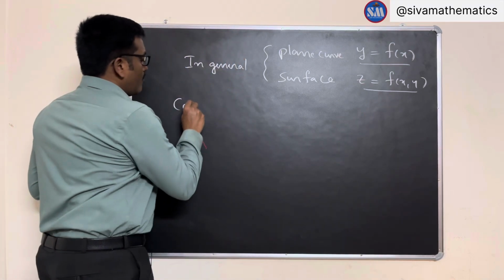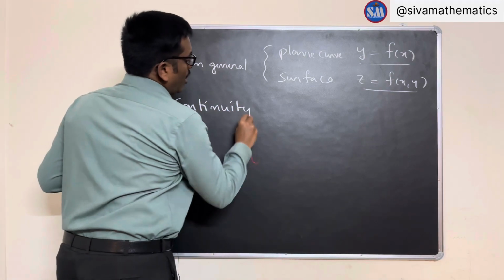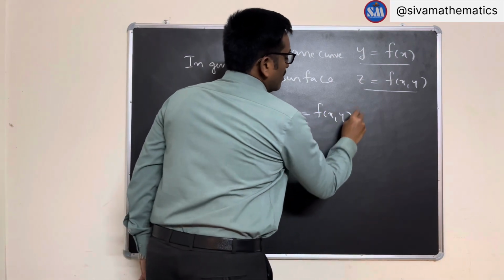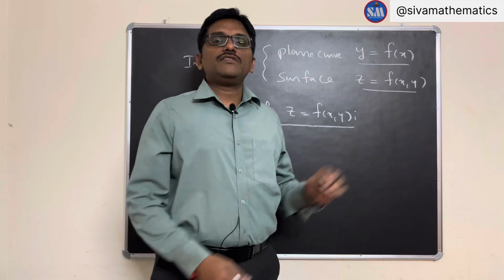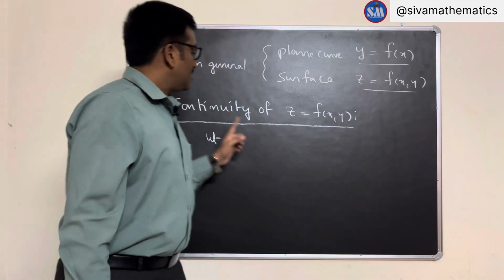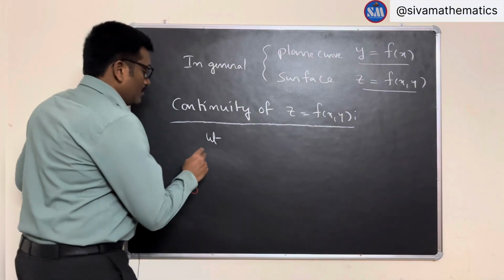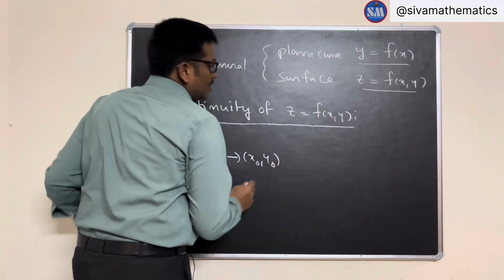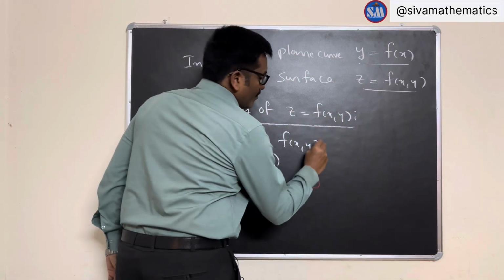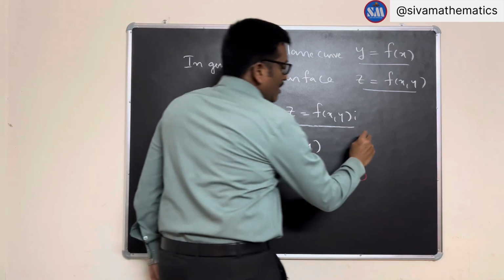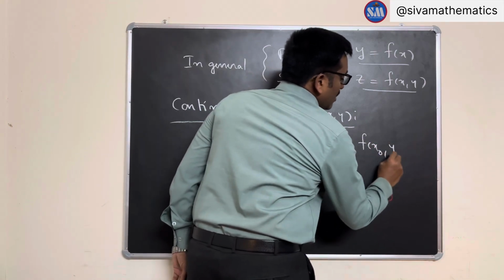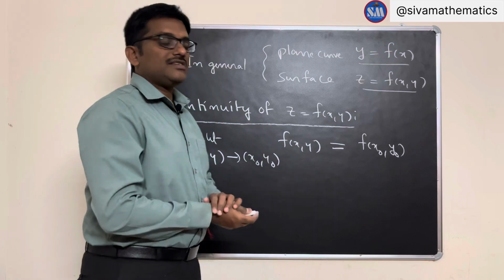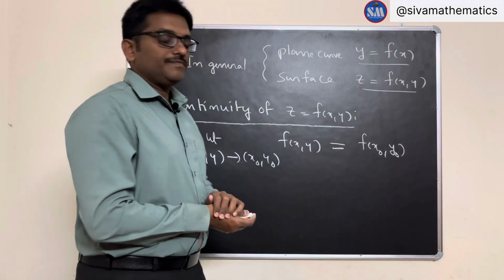Continuity of functions of two variables. The definition is similar to that for functions of a single variable. To discuss the continuity of functions of two variables, we take the definition like this: limit as x comma y tends to some point x naught comma y naught, for this function f of x comma y. If the limit exists and the function value also exists at the point x naught comma y naught, and if both are equal, then we say the function is continuous at this point x naught comma y naught.